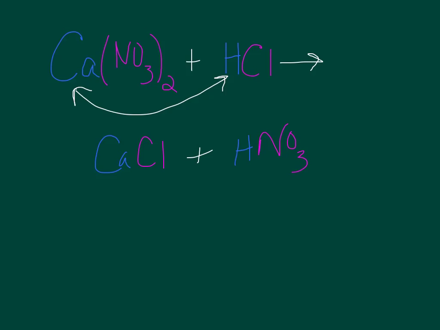Now that gets us started, but then we need to look at charges. The charge of calcium is +2, chloride is -1, so when I crisscross, I'm going to get CaCl2. When I do charges over here, I have hydrogen, which is plus, and nitrate, which is minus, so I don't have to do anything with that, but I am going to balance the equation. To get two nitrates on this side, I'm going to have to put a 2 in front of HNO3, which is going to give me two hydrogens, which is also going to balance my chlorides. So that is your first double replacement reaction.